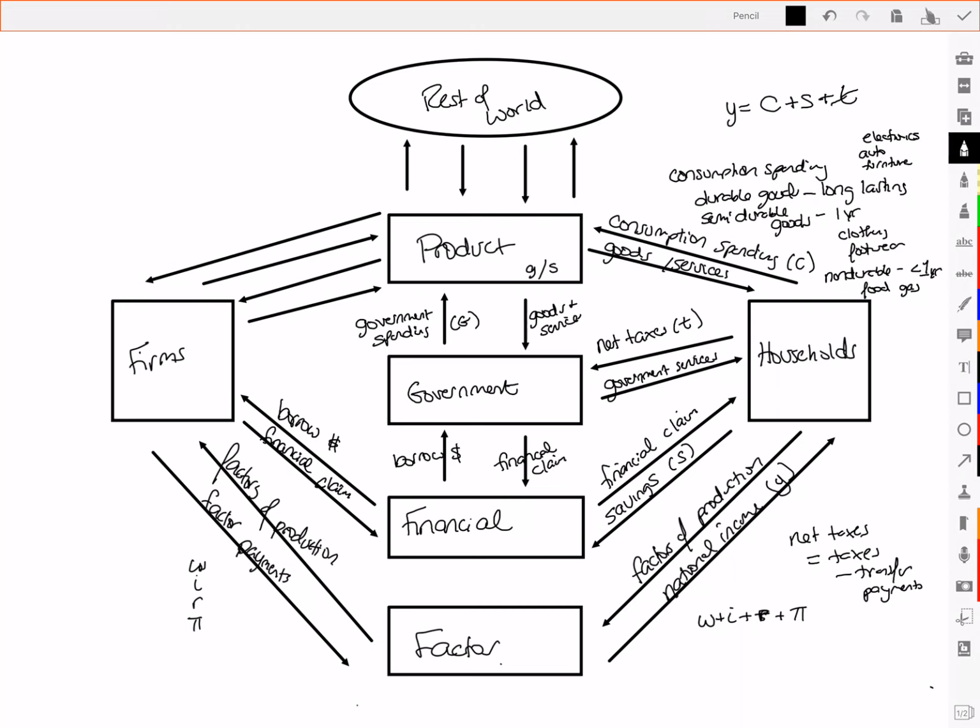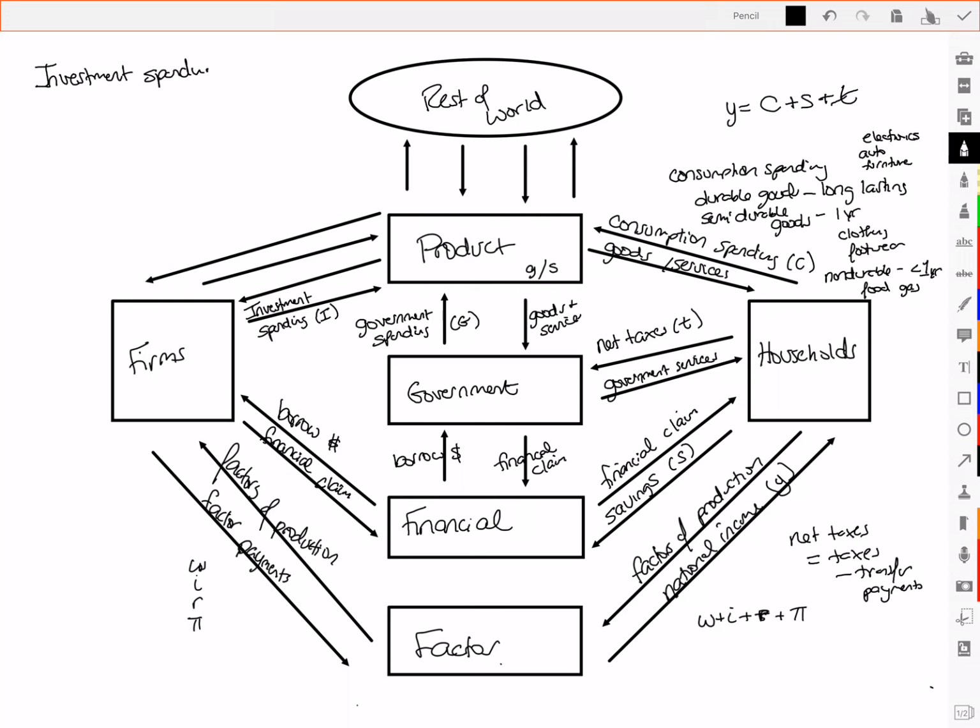Well, what do businesses do with this money? When businesses buy from other businesses, we call this investment spending. So the money is going from a business to the product market. We look at the arrow going to the product market, and we'll label that investment spending. Capital I, since the lower i stands for interest.